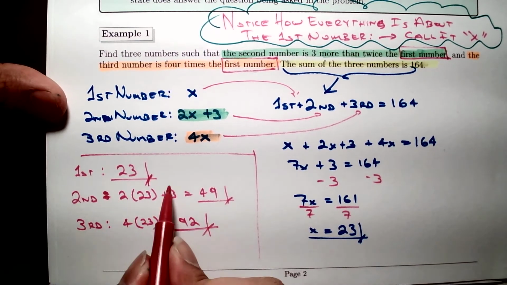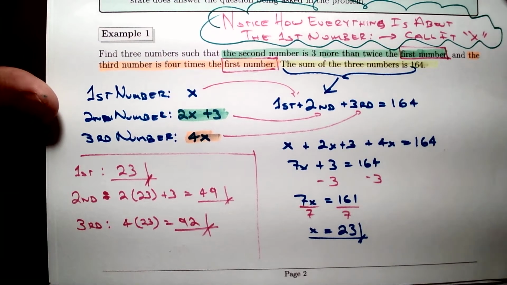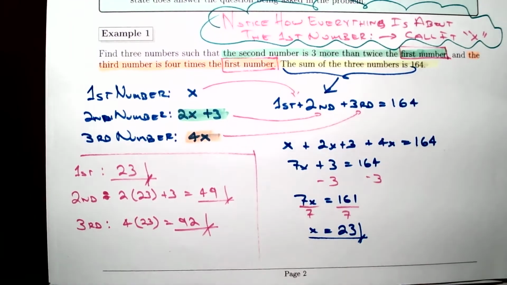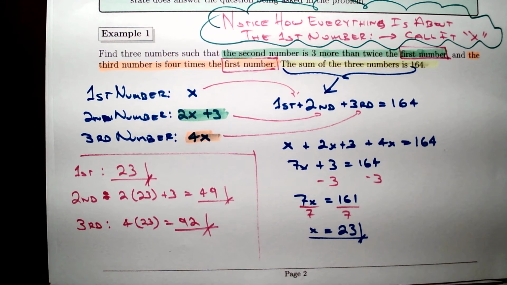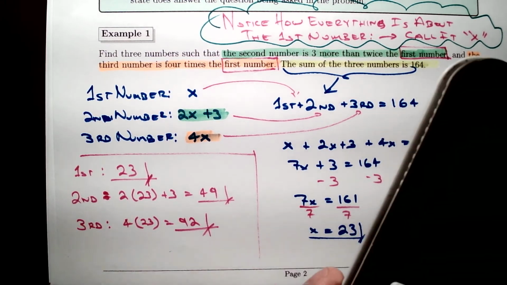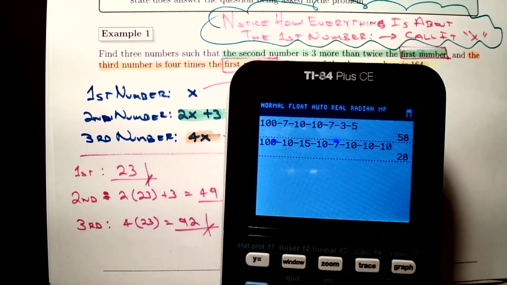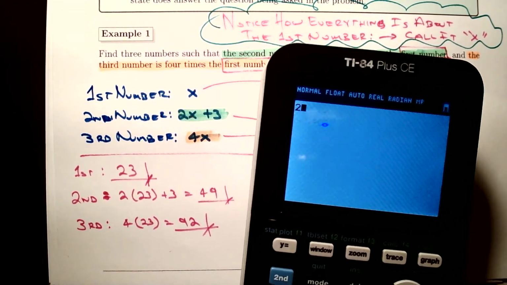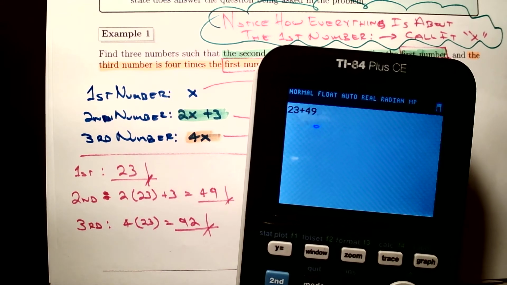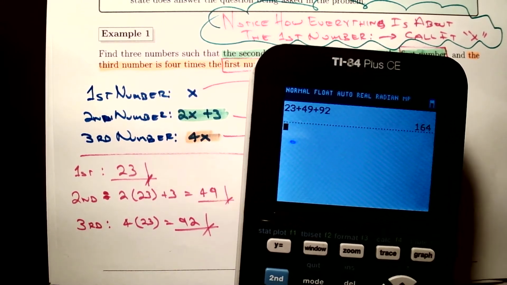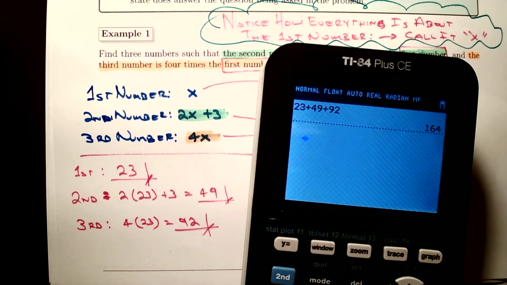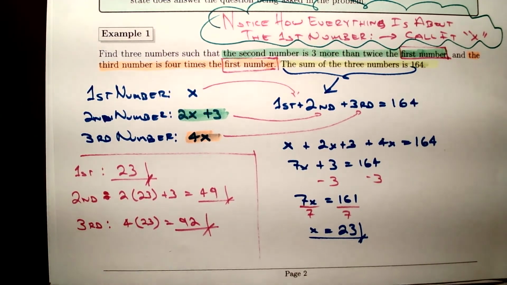Now, if you add these 3 numbers together, you should get 164. Let's go ahead and do that. Let me get my calculator here real quick, just so I can show you. Here, 23 plus 49 plus 92 equals 164 indeed. All right, so let's go ahead and move on to the next example.